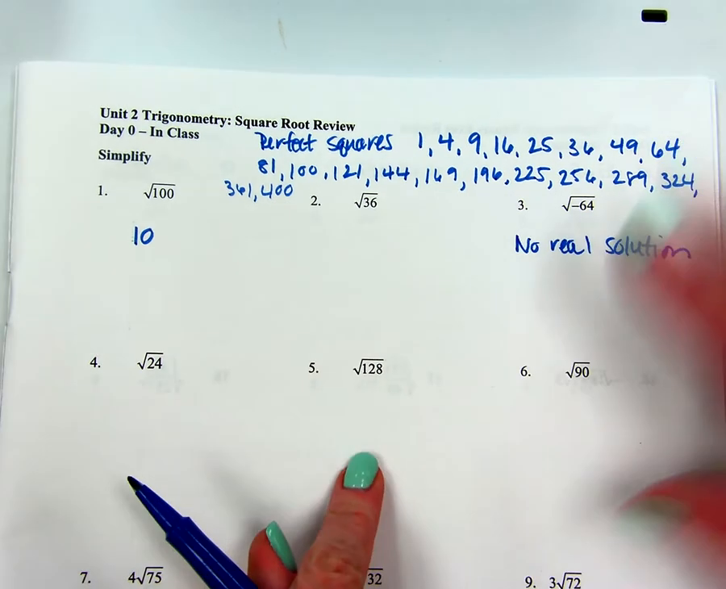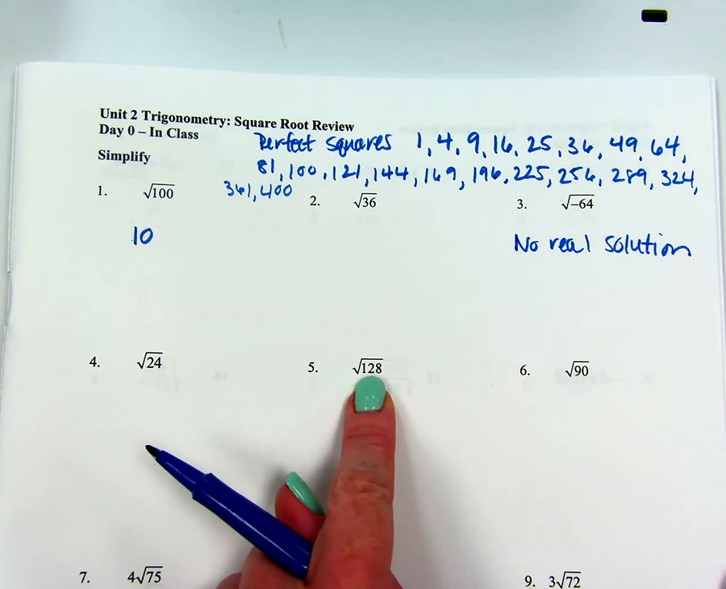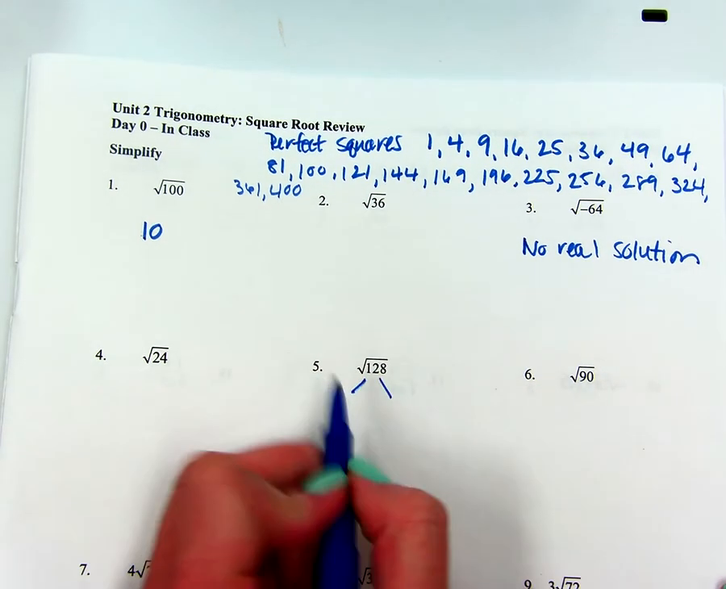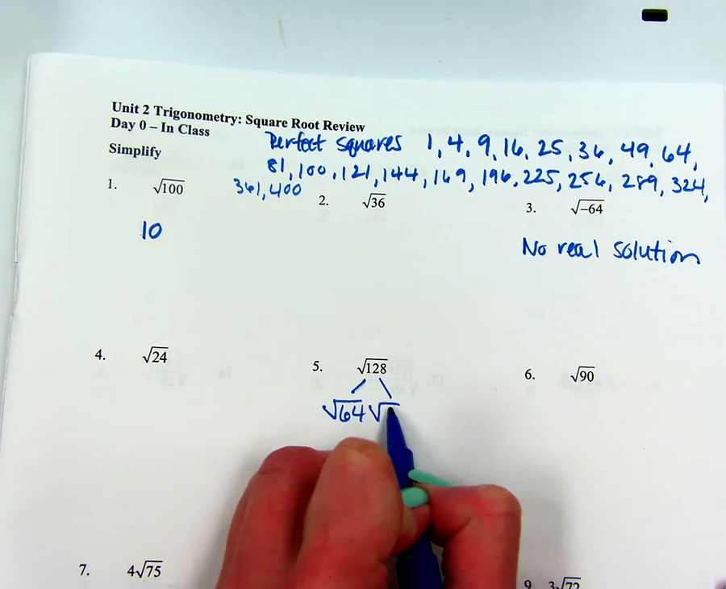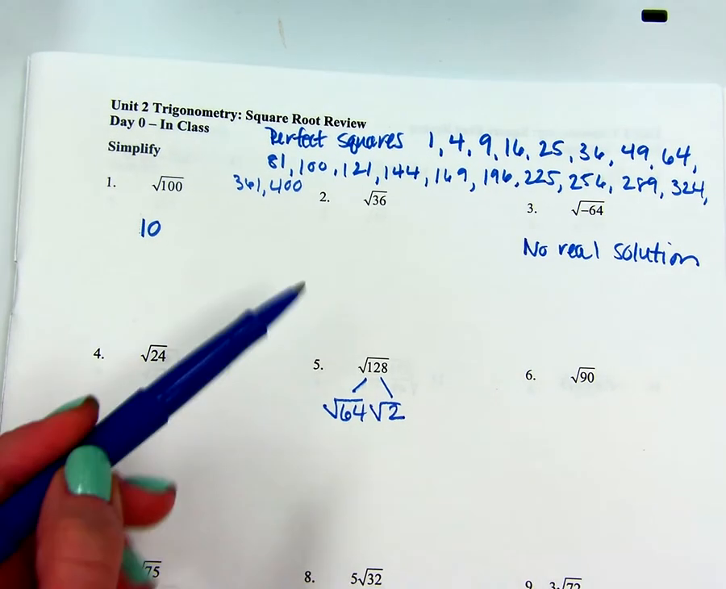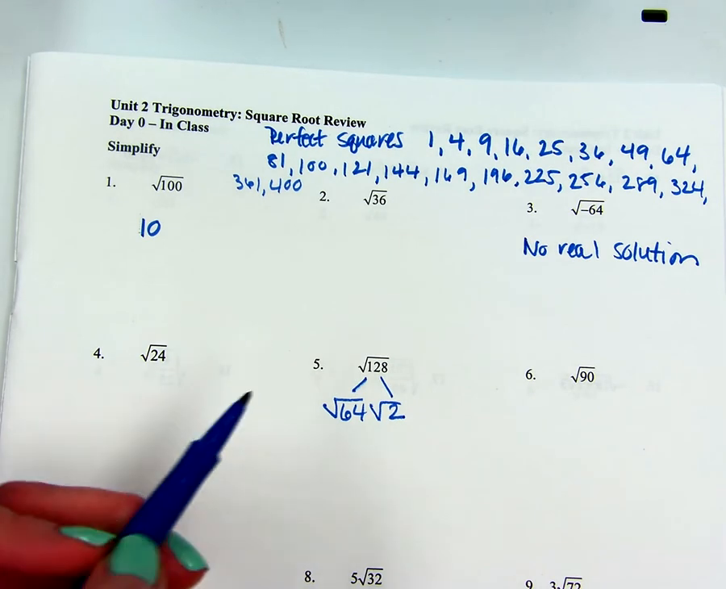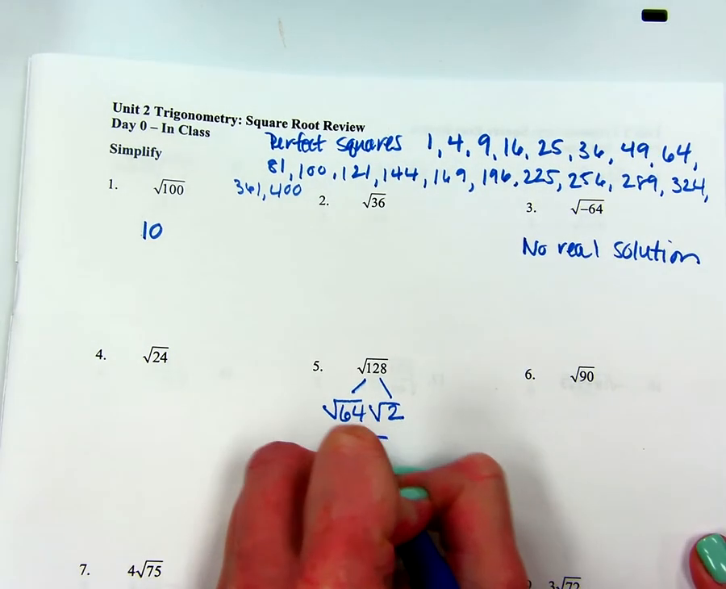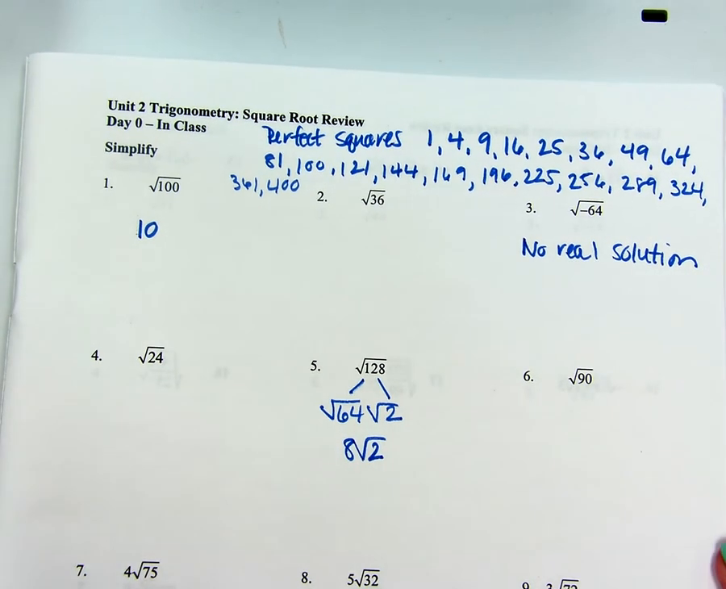And 5. So 5, it says what's the square root of 128? 128 is not a perfect square. So remember, this is when we're going to look for a perfect square multiple and then reduce down that way. So 64 is a perfect square multiple of 128. So we're going to take the square root of 64, and we're going to leave our root 2 on the inside there. So let's jump down to 7.